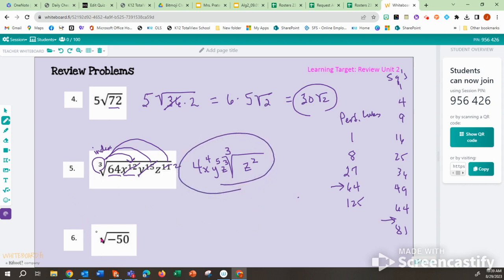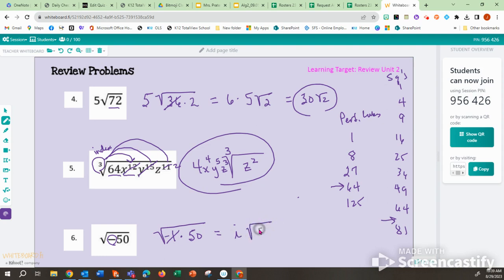All right, number 6, this is the square root of a negative number. We cannot take the square root of a negative number. That means this is going to end up being an imaginary number. What my algebra teacher always taught me to do is, as soon as I realized I had a negative underneath my square root, think of it like negative 1 times positive 50. And we know that the square root of negative 1 is the imaginary letter i. So I'm going to take the square root of the negative 1 out as the imaginary unit i.